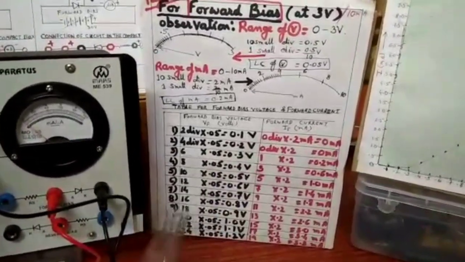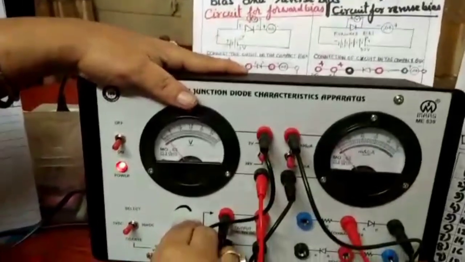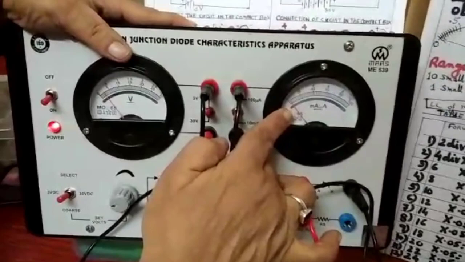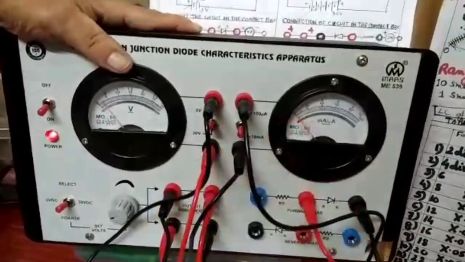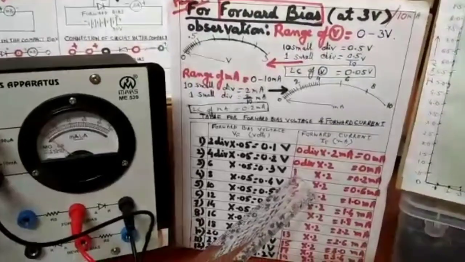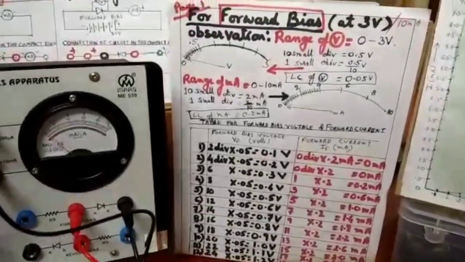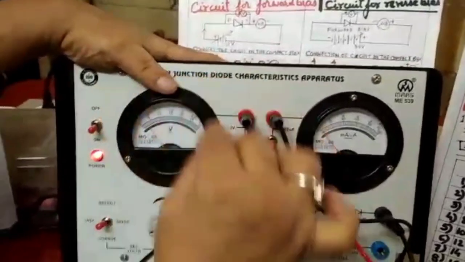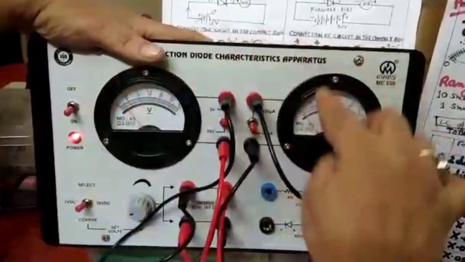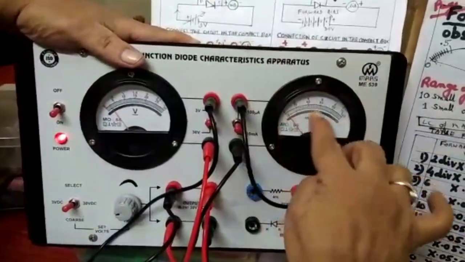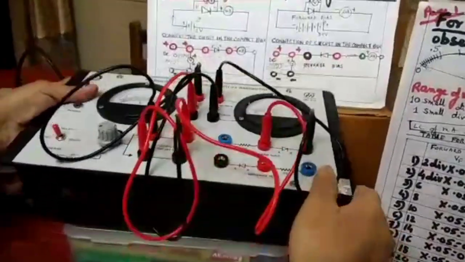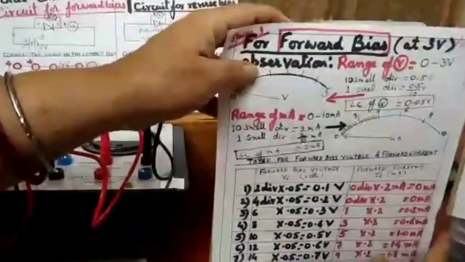Now I am taking 6 divisions. And you can see the movement of the needle of the milliammeter. 1 division it has gone, 0 and 1. So here you can see 1 division I have taken. And in this way, slowly, I am increasing 2 divisions here, and the corresponding reading of the milliampere I am getting. So I'll show you the readings I have got and the corresponding graph.